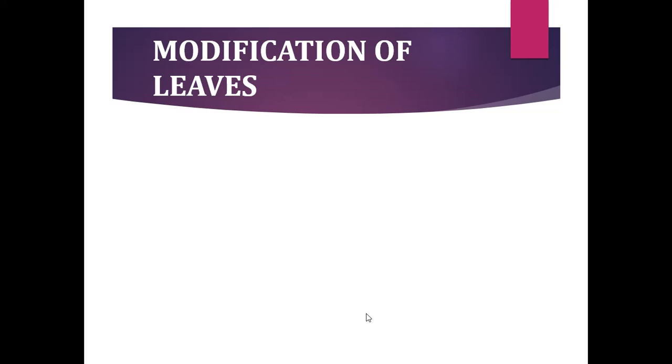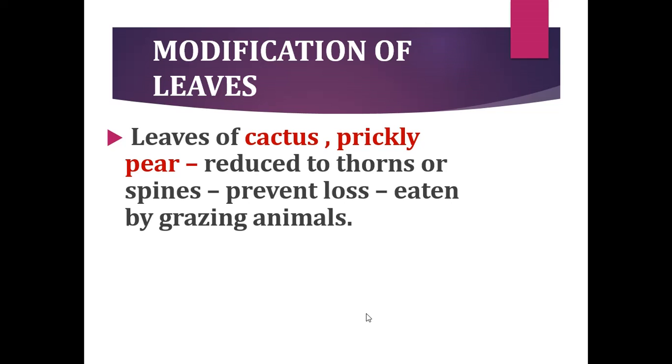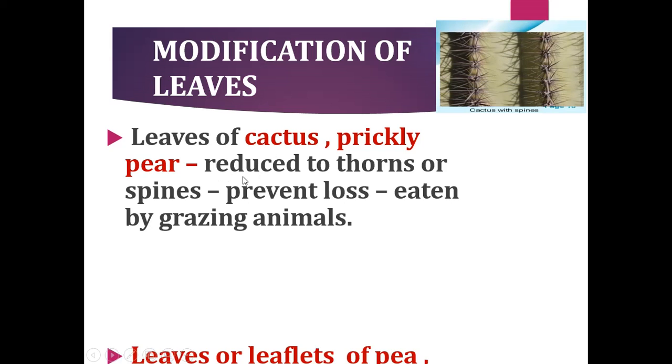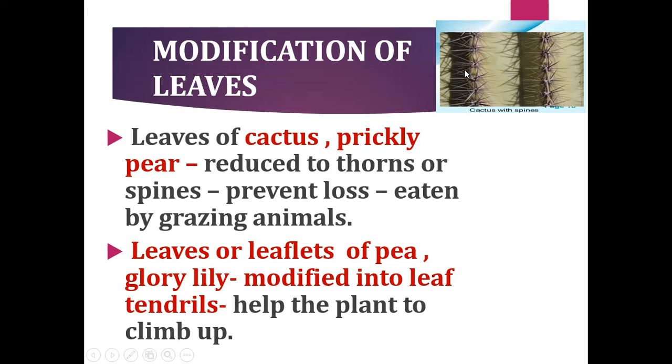Now we can see about modification of leaves. The leaves of plants like cactus and prickly pear are reduced to thorns. So here you can see the cactus with spines. These can be reduced to thorns or spines, which will prevent loss of water and protect from being eaten by grazing animals. The presence of thorns or spines in the leaves of cactus or prickly pear helps to prevent the loss of water and protects the plants from being eaten by grazing animals.